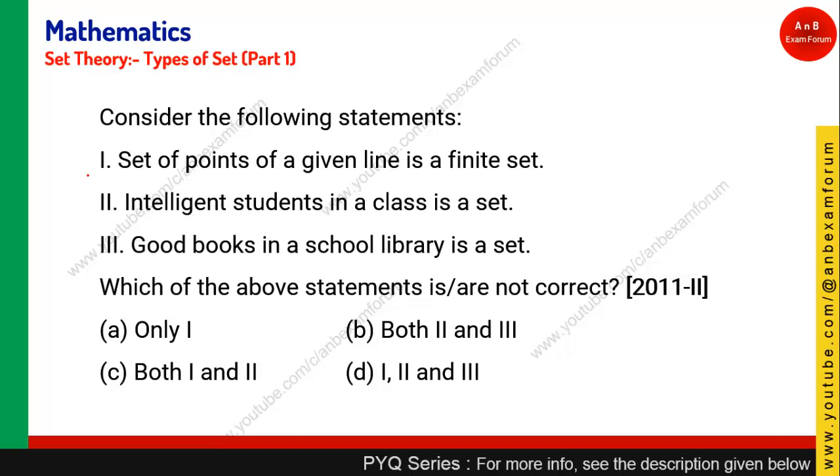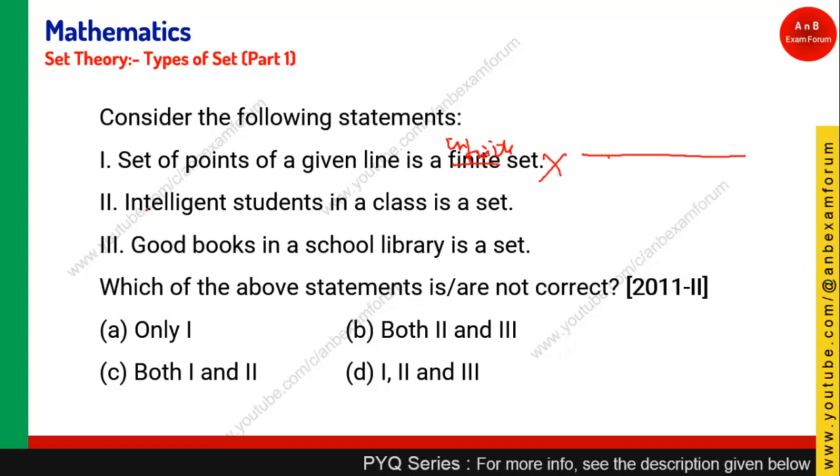For this question you should know the exact definition of a set, then only you can give the answer. The set of points on a given line is a finite set. A finite set is one type of set, a set which has a finite number of elements which you can count. But in a line there are an infinite number of points, so that set is not finite, it would be an infinite set. So this is not correct.